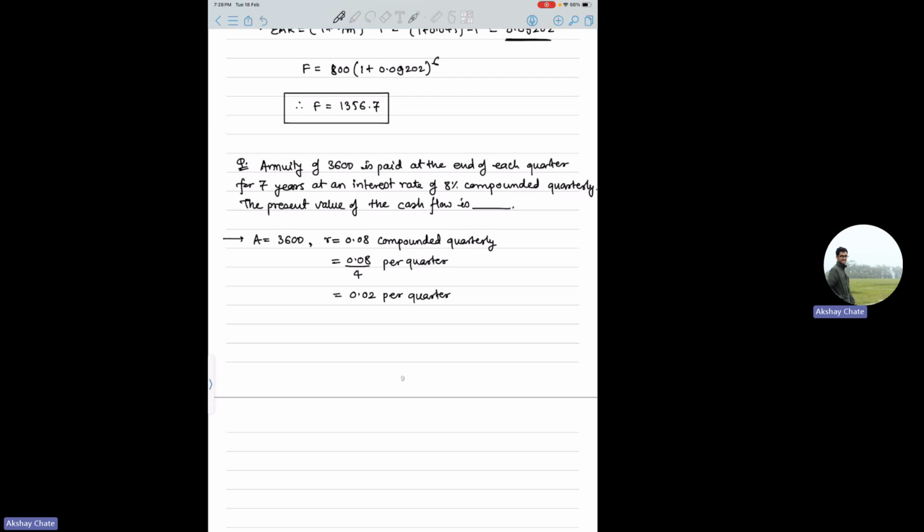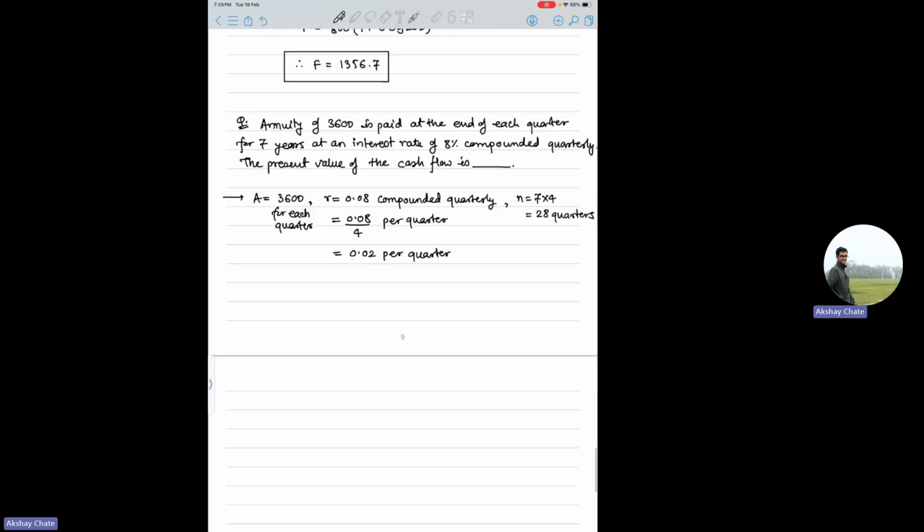Okay, why am I converting this into quarters? Because this annuity is paid each quarter. Okay, and this is done for 7 years, so n is nothing but 7 into 4, so 28 quarters. Okay, so basically we are talking everything in terms of quarters. So that is the frequency that we are dealing with.